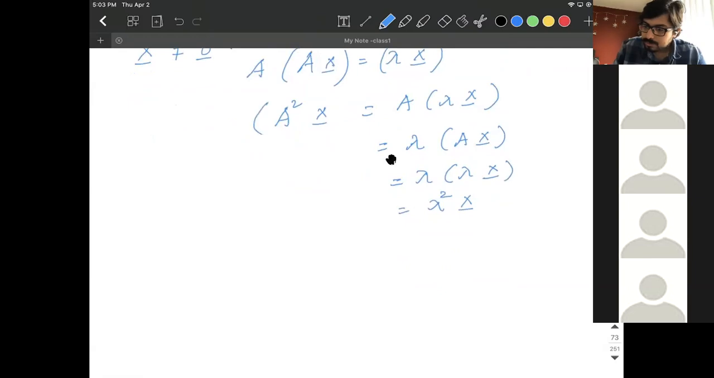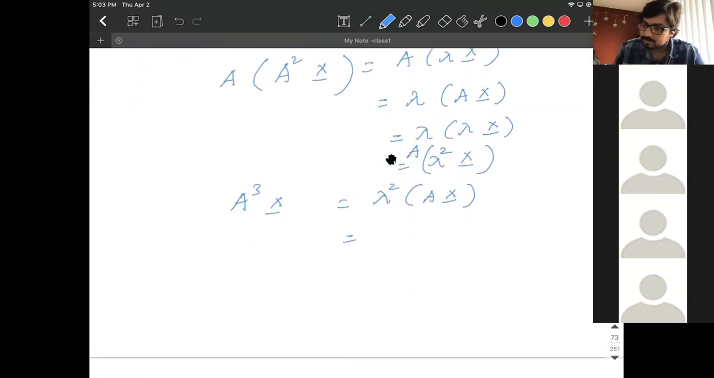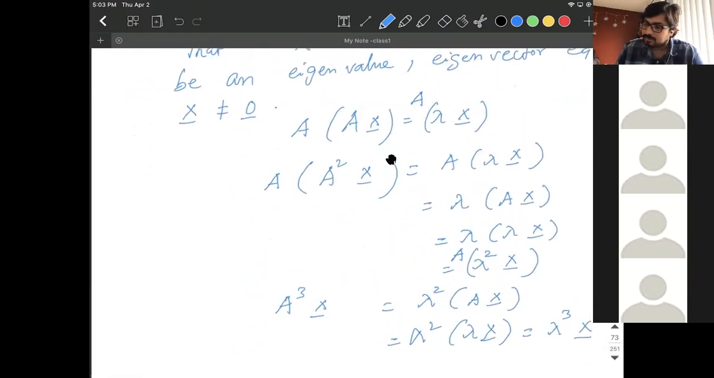Now multiply with A once again from the left on both sides. Okay. On the left hand side you have A cube times x. On the right hand side you can similarly bring out lambda square since this is a scalar. So this is lambda square times Ax. And once again Ax is lambda x. So this is lambda square times lambda x equals lambda cube times x.